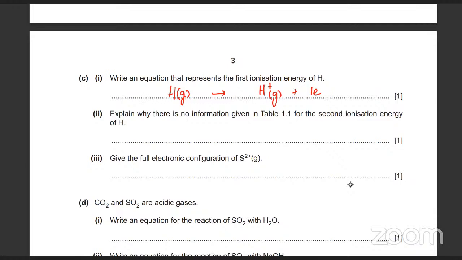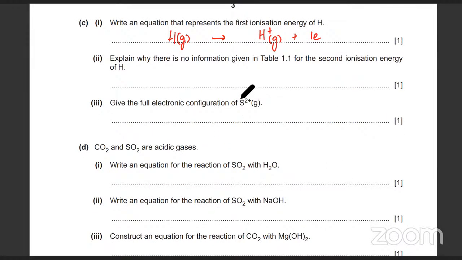Explain why there's no information in table 1.1 for the second ionization energy of H. Now that's a very simple question because obviously there's no second electron. H only has 1 electron. Okay, that's the answer. Give the full electronic configuration of S 2+. Sulfur is 16. 2+ means it's 14 electrons now. So 1s2, 2s2, 2p6, 3s2, that's 12, and 3p2. Okay, now it's going to have 14 electrons.